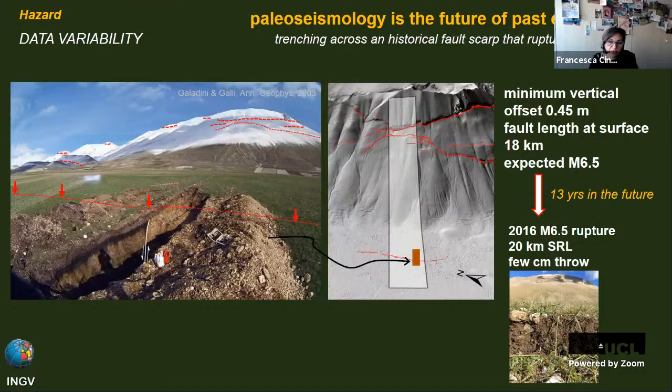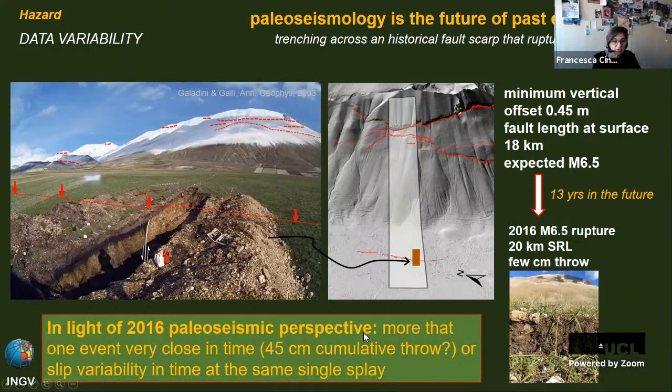So 13 years later, actually, we had the 6.5 rupture, a 20 kilometer long surface rupture, but a few centimeters of throw exactly where the trench was dug. So in light of the 2016 palaeoseismic perspective, either this 45 centimeters represents cumulative throw, so more than one event very close in time, or we are looking at slip variability in time at the same single splay.